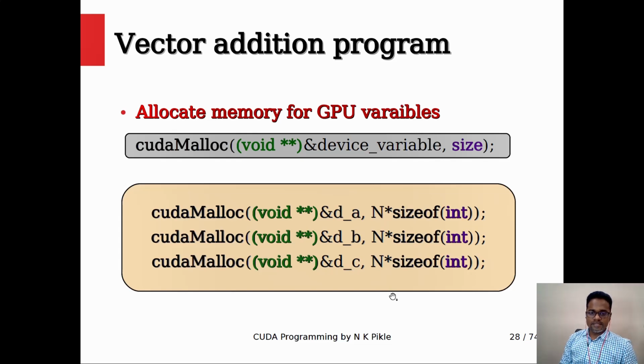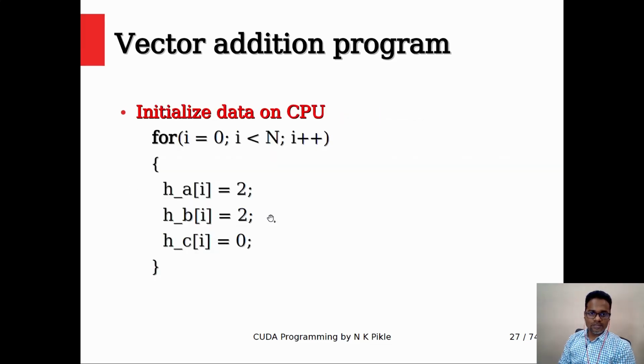Now the next task is we want to perform this computation on the GPU side. So obviously data must reside in the GPU's memory. As of now, we just allocated memory on the GPU side. Initialized data is still on the CPU side. So the first thing we have to do is transfer this data from CPU memory to GPU memory.